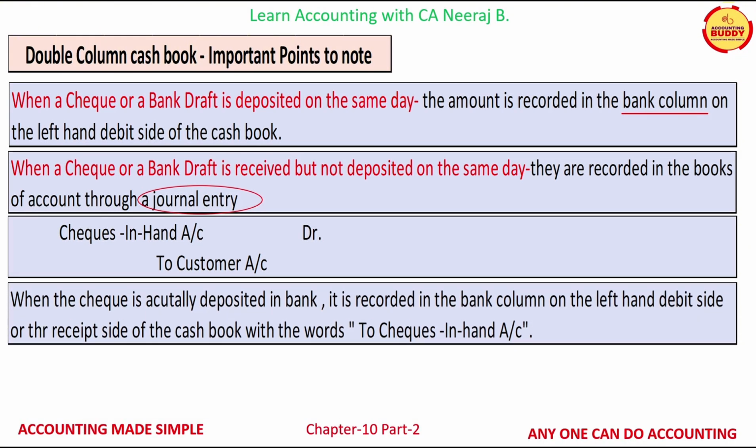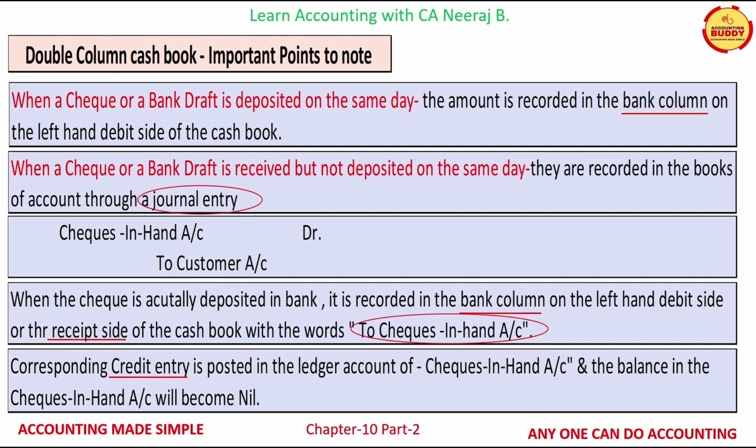When it is actually deposited in the bank, it is recorded in the bank column on the left hand debit side or the receipt side of the cash book with the words to check in hand account. Corresponding credit entry is posted to the ledger account of check in hand account, and the balance in the check in hand account will become nil.